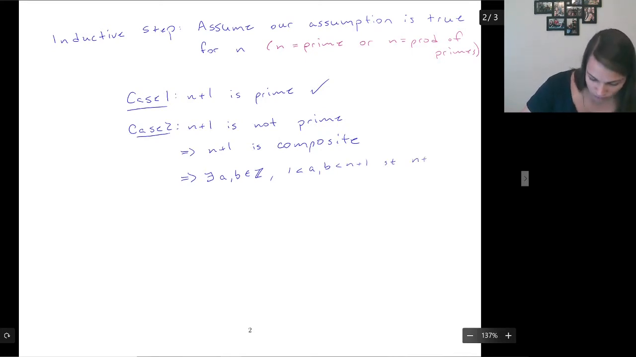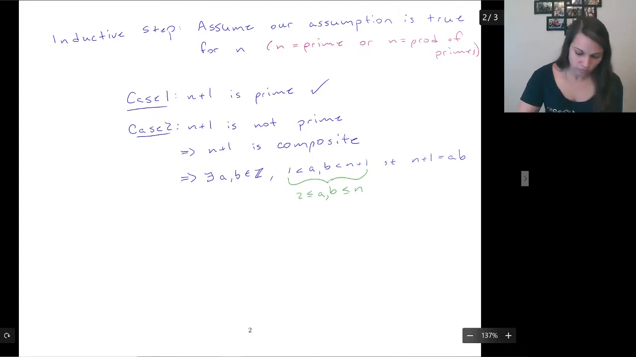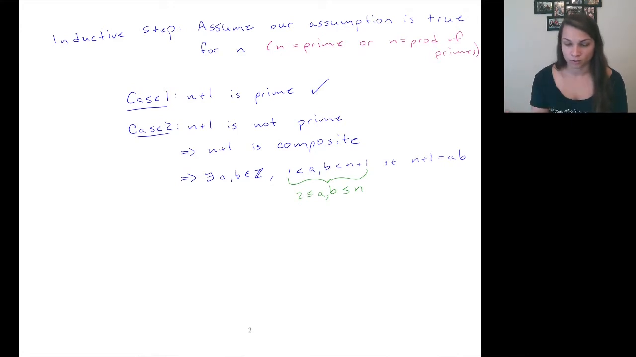Such that n plus 1 is equal to a times b. We could choose to write this as 2 less than or equal to a comma b, because a and b are not going to be 1 or n plus 1. Otherwise, we would be back at prime.